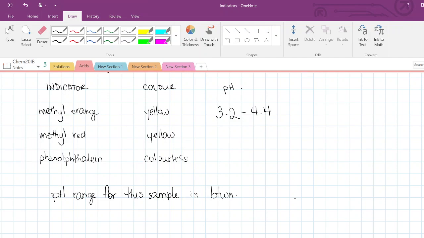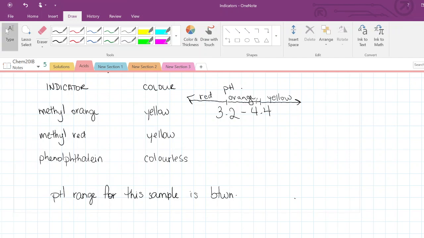And the colors that you'll see: at a pH of 3.2 or lower, you're going to see a red color, so the solution is going to turn red. At a pH of 4.4 or higher, you're going to see yellow. And somewhere in the middle, we're going to see orange. So if our pH is somewhere between 3.2 and 4.4, we'll see orange.